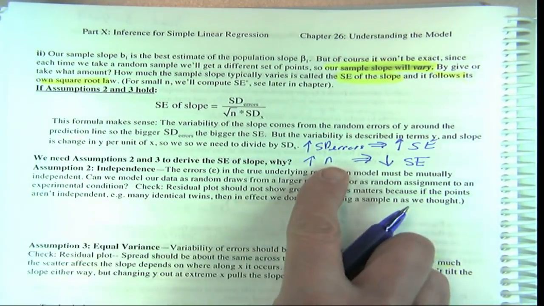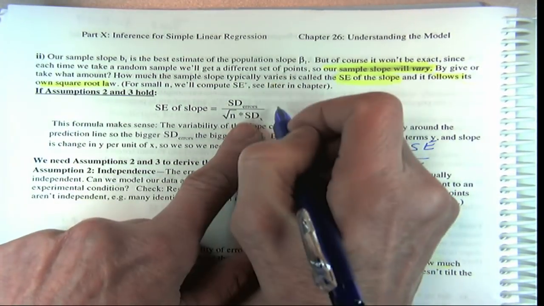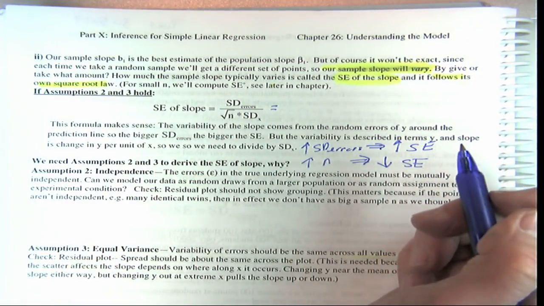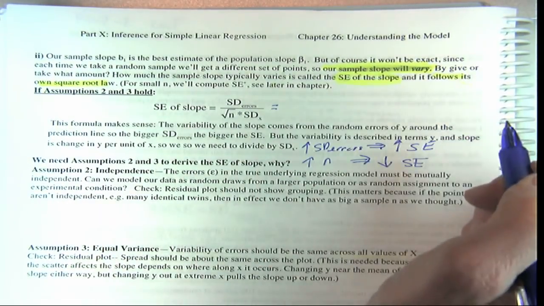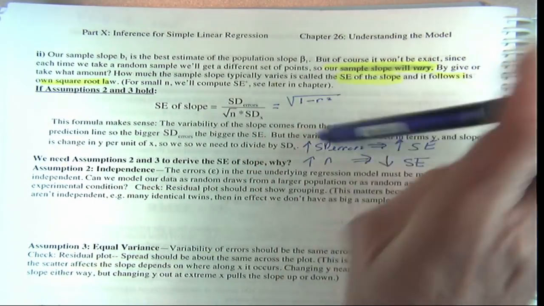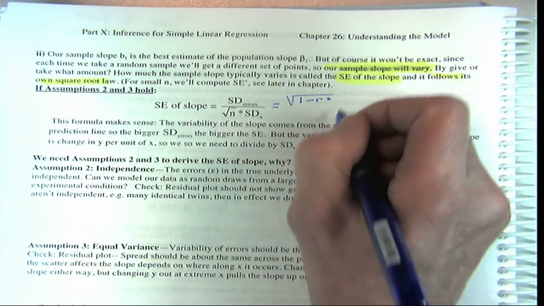That makes total sense. Now, where does this SDX come from? Let's look at this. So this standard deviation of the errors, do you remember the formula for it? It's the square root of what? 1 minus r squared times what? Do you remember? The standard deviation of y.